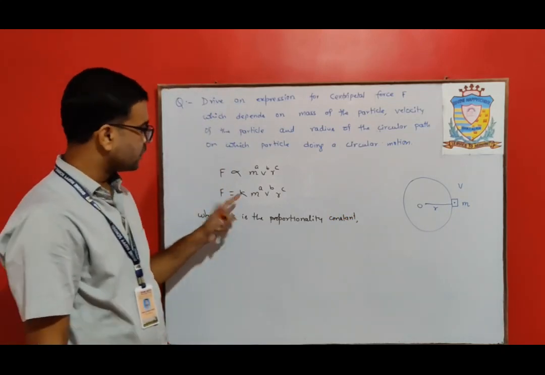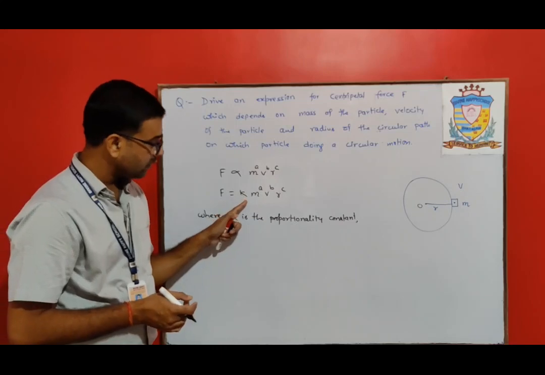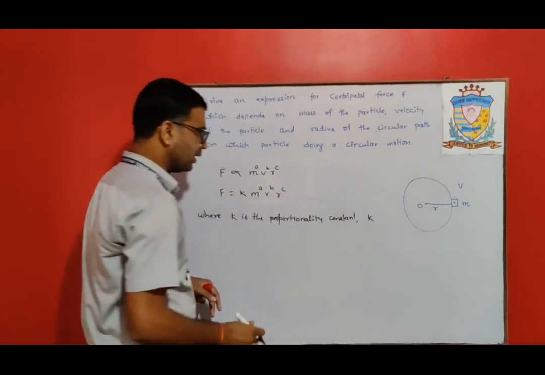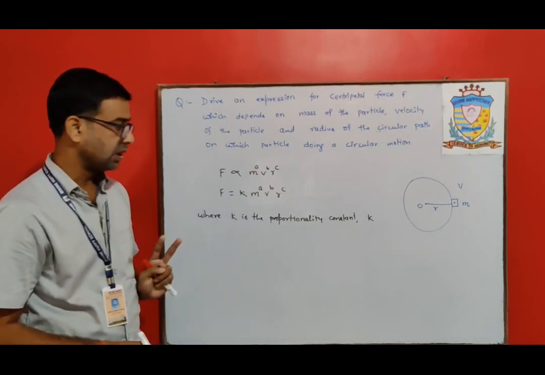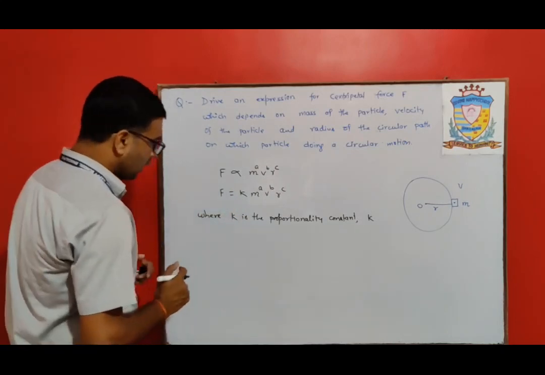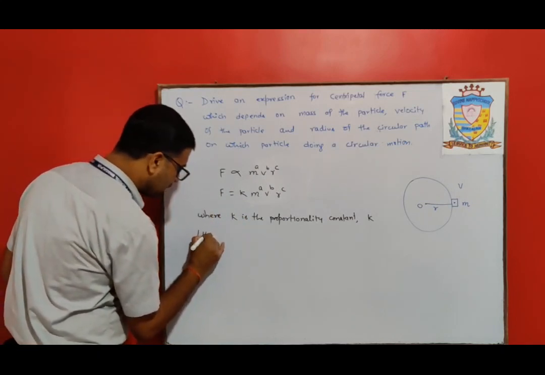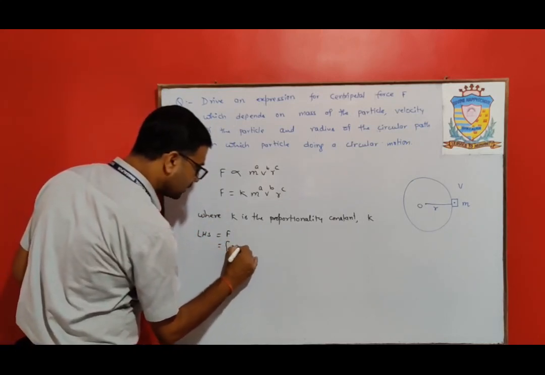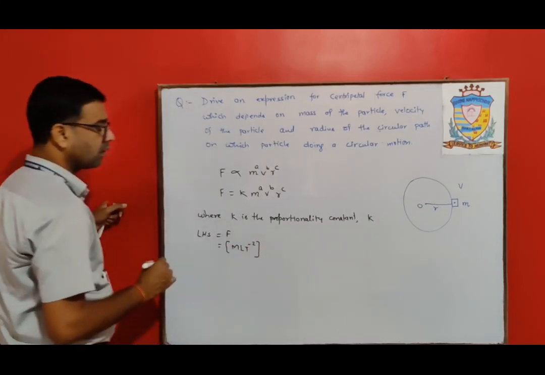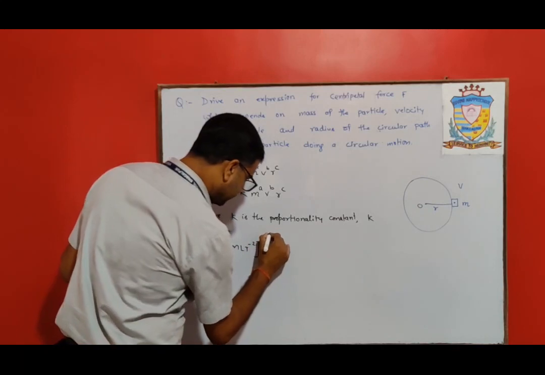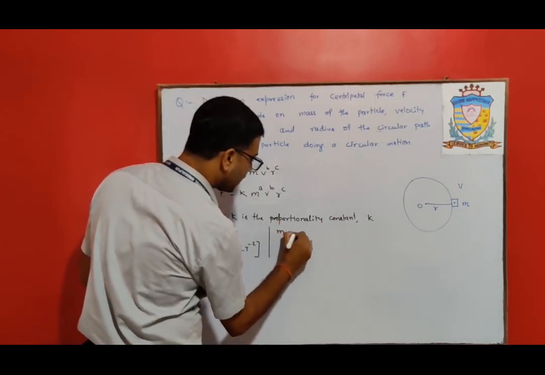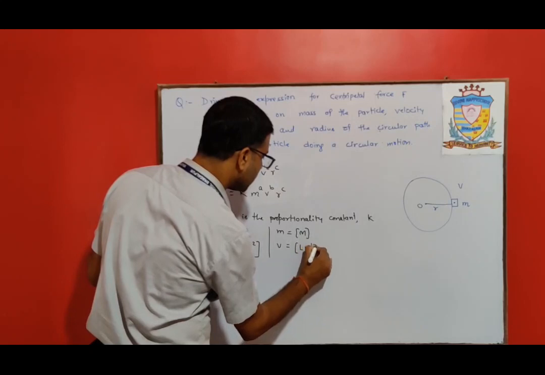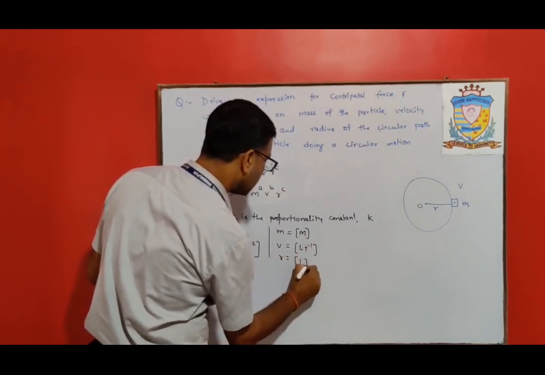Clear? Let the value of this constant be dimensionless, so we don't have to bother about k. On the LHS, we have F, and we know that the dimensional formula for F is MLT^-2. On the RHS, for mass we have dimensional formula M, for velocity LT^-1, and for radius L.